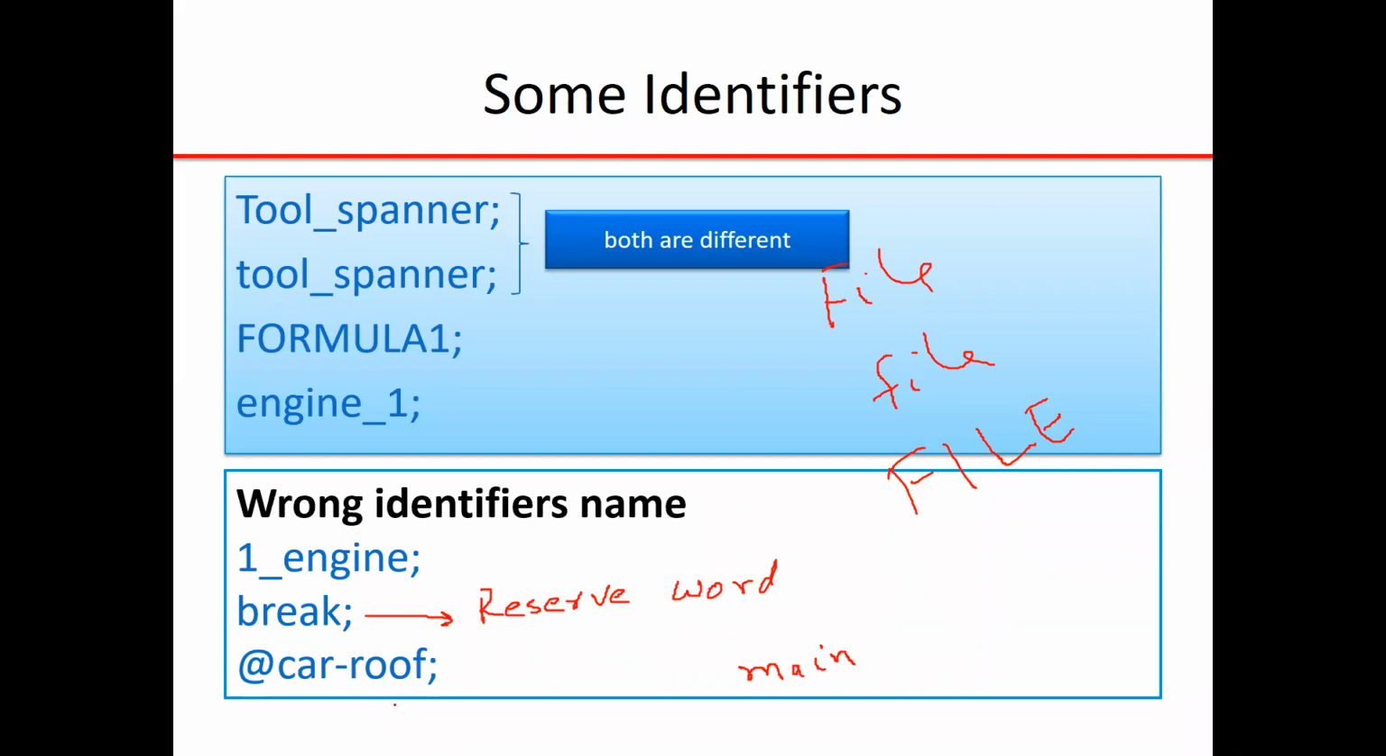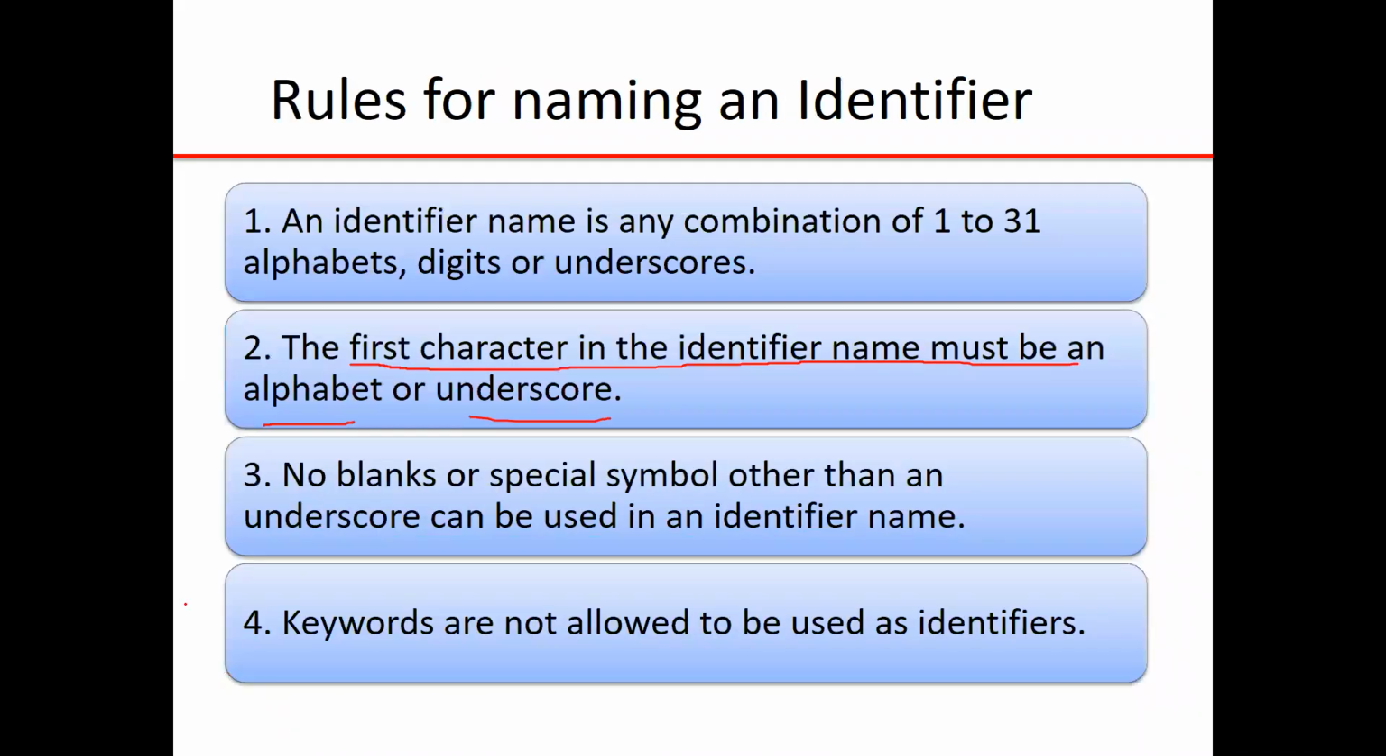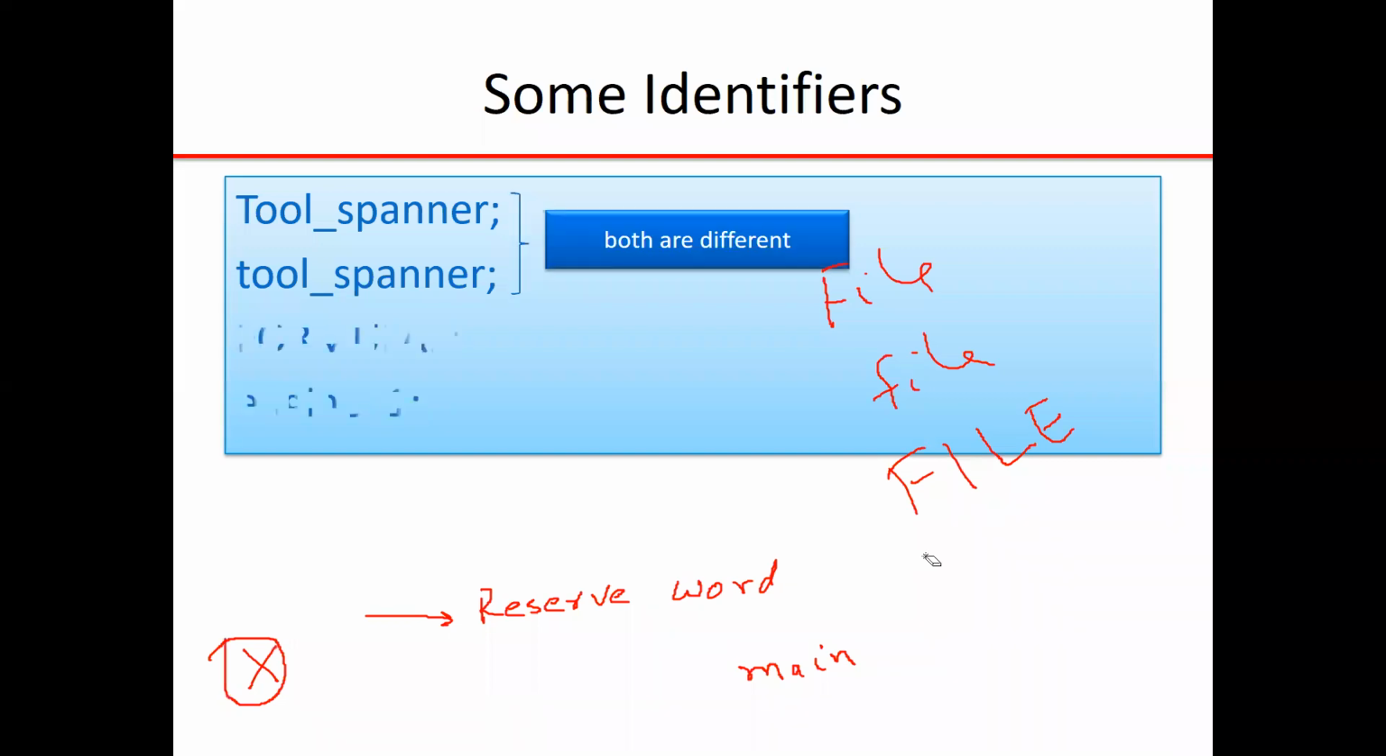Car roof is an invalid identifier. The reason is that it starts with a special character. We cannot use a special character anywhere in the identifier. So identifiers are a very important thing. The user has to create some identifiers, and these identifiers have specified rules. You must follow these rules if you are going to make identifiers.